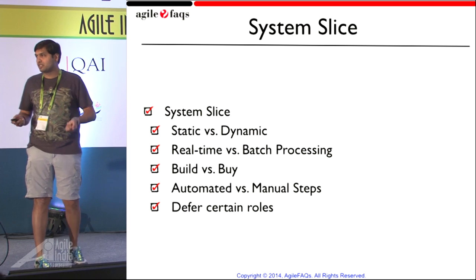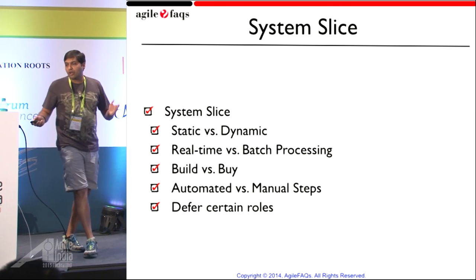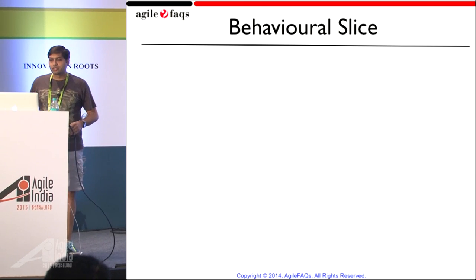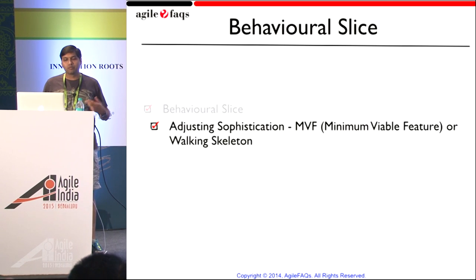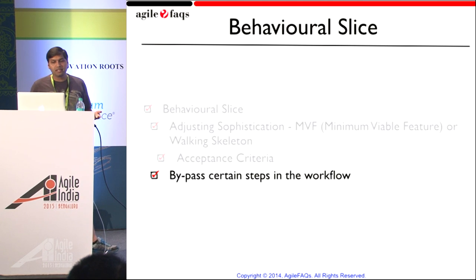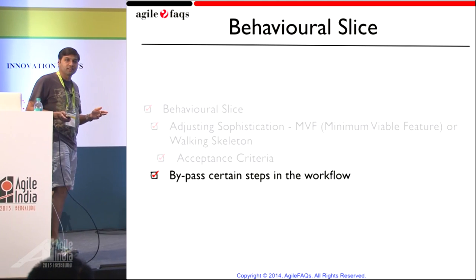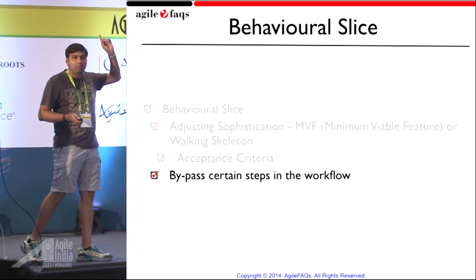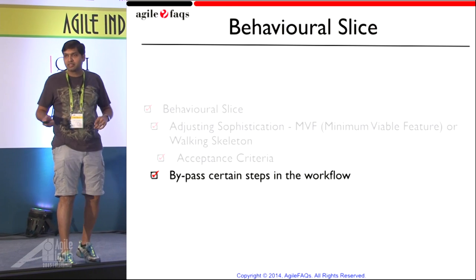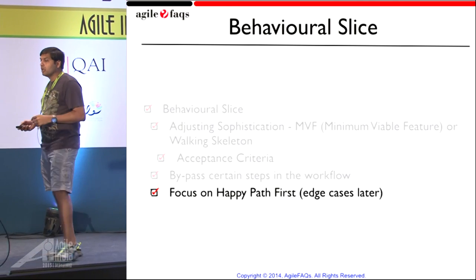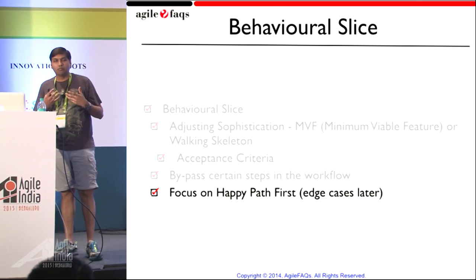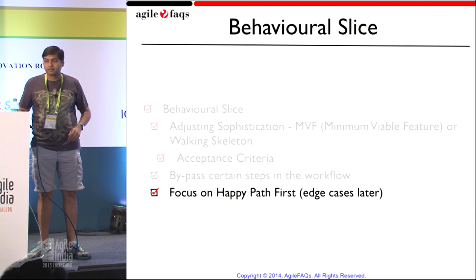You could use that as a decision point: automate, manual, defer certain roles. Behavioral slices, again, is more looking from the sophistication point of view, from the acceptance criteria point of view, looking at bypassing certain workflow steps. Like in the very first example we were looking at, you could bypass certain steps and still add value. Focus on the happy path or the most common cases first.